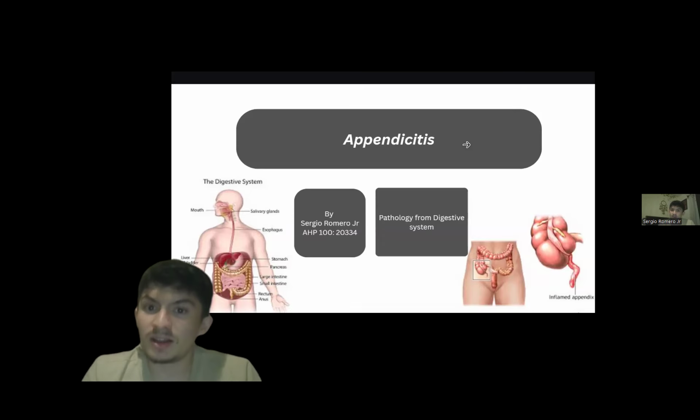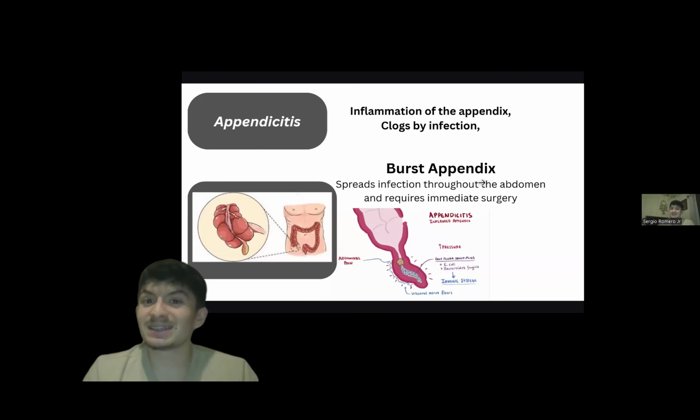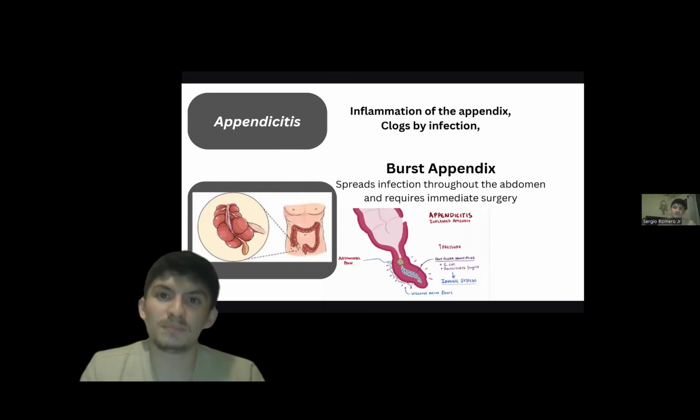And my pathology for the digestive system chapter is appendicitis. Now, before I begin, in order to understand what this is: appendicitis is the inflammation of the appendix. The appendix is a small tube connected to the large intestine. And typically in appendicitis, it's the inflammation of it. This is typically caused by an infection of a bacteria that develops a lot of pus.